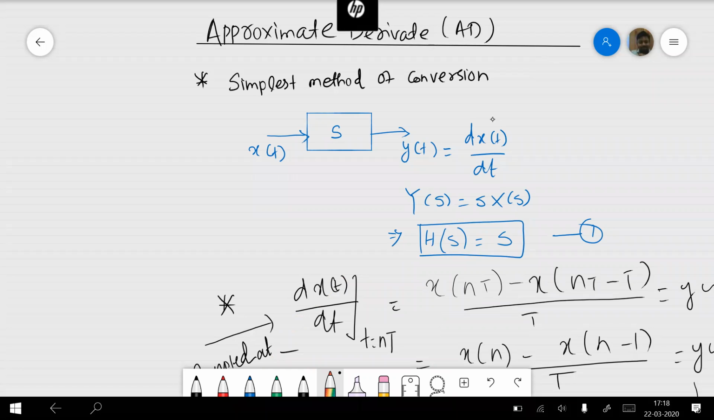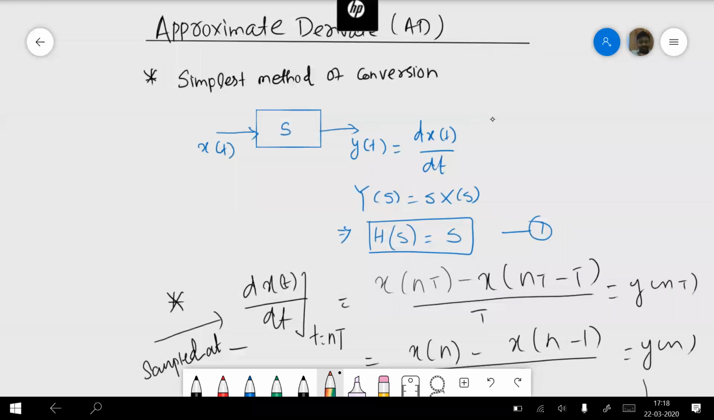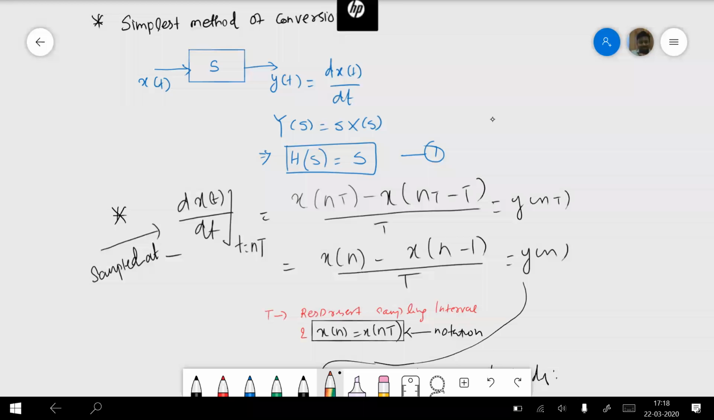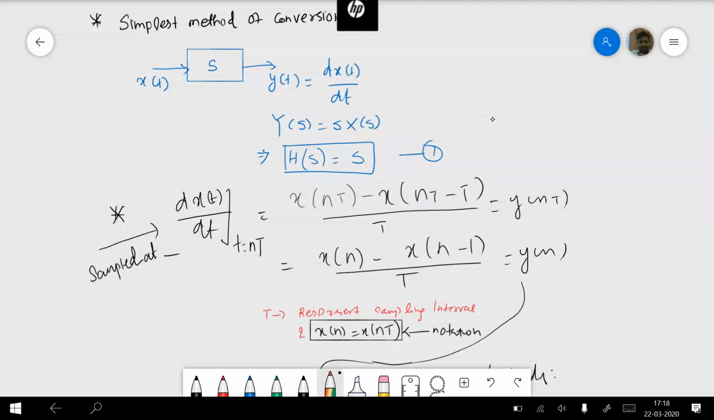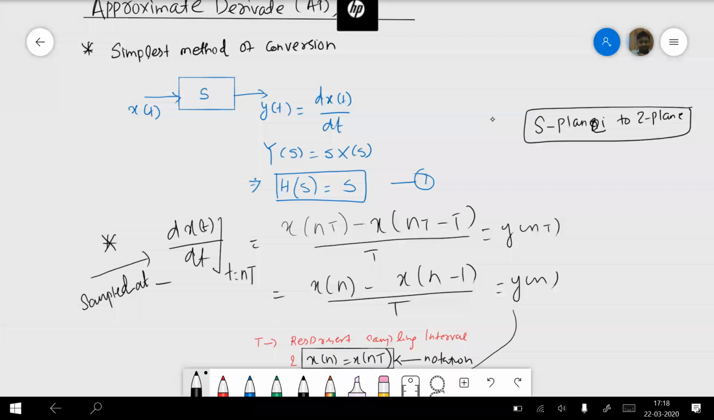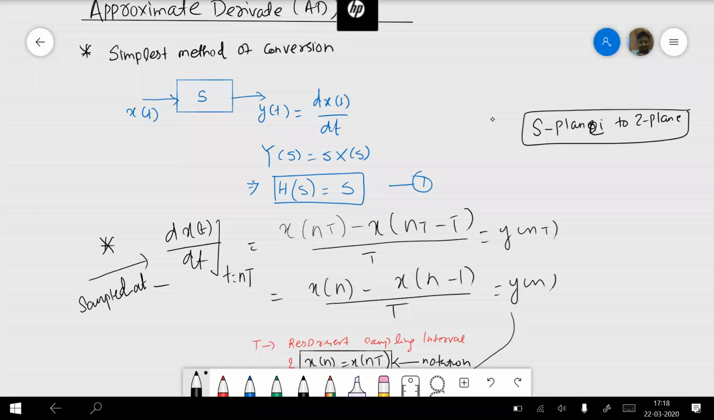Okay, let me bring my other, this is the approximate derivative method. This is the simplest method of conversion. What does it do? Our basic aim is to create a mapping criteria. What mapping? S plane to Z plane. That is what we have to do. So for this mapping criteria, we have three methods: approximate derivative, impulse invariance, and bilinear transformation method.